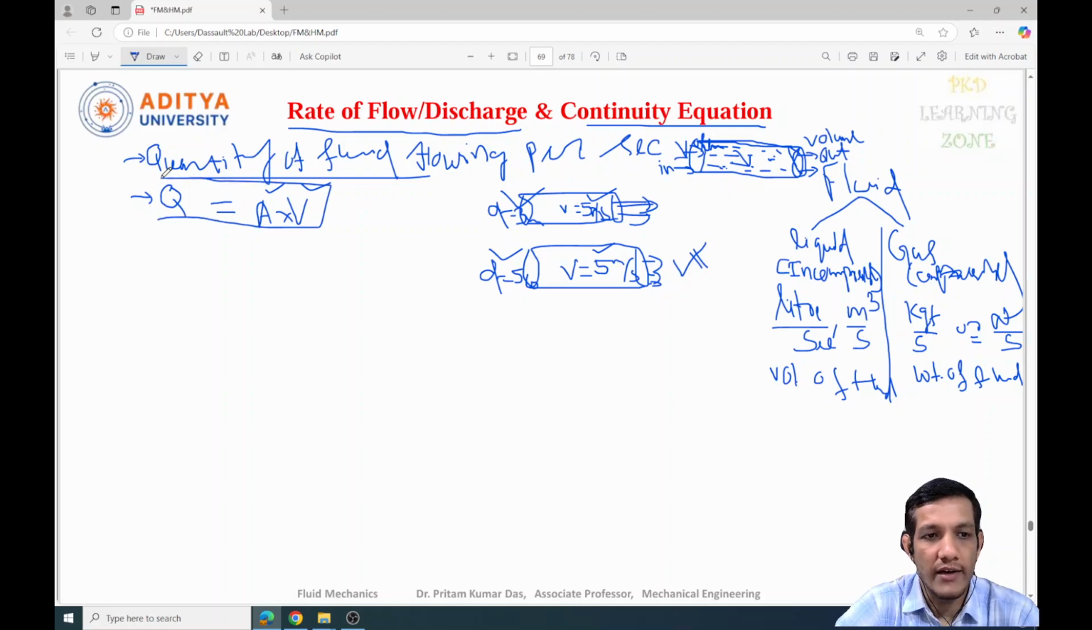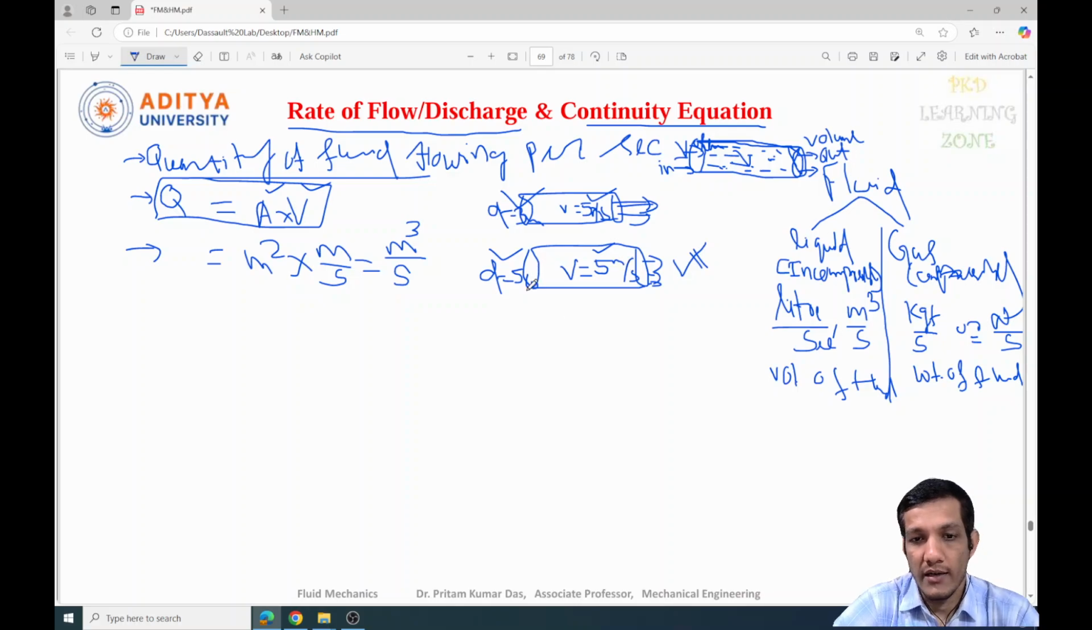The area unit is meter square, and velocity is meter per second, so this one we can write as meter cube per second. So the unit of this rate of flow, discharge, is meter cube per second. This is one small example that I have given.